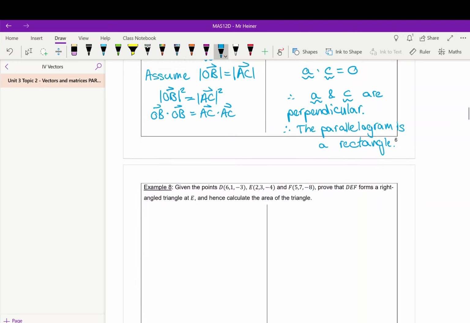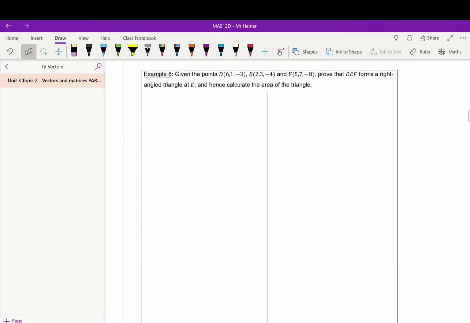All right, let's take a look at the next example. Given the points D(6, 1, -3), E(2, 3, -4), and F(5, 7, -8), prove that DEF forms a right-angled triangle at E, and hence calculate the area of the triangle.